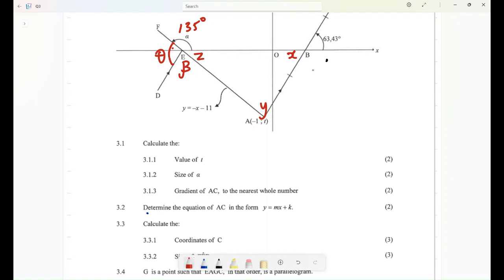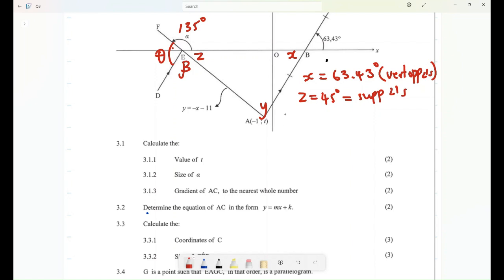Okay, so now the first step, let me find x. X, I'm going to say it is how much? 63.43 degrees. Why am I saying that? Vertically opposite angles. Okay, then now let me get z. How do I get z? I'm going to say z is equal to 180. Remember they are on a straight line, okay? 180 minus 135 is 45 degrees. Supplementary angles or angles in a straight line, okay?